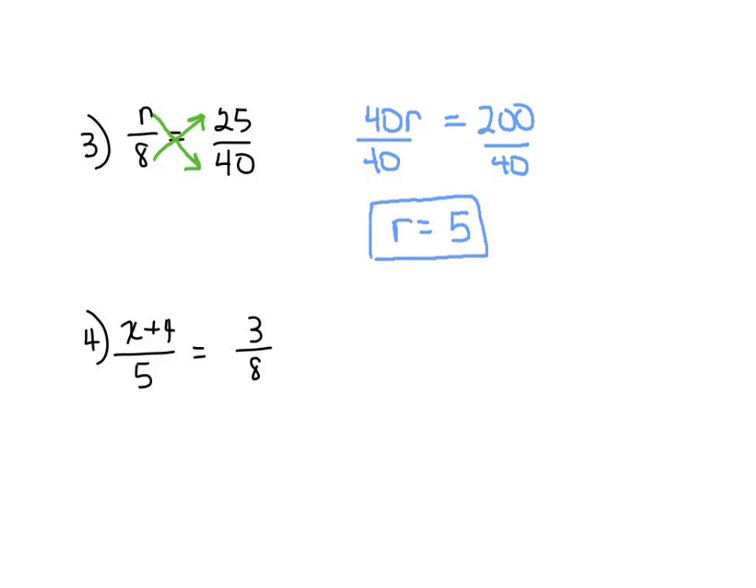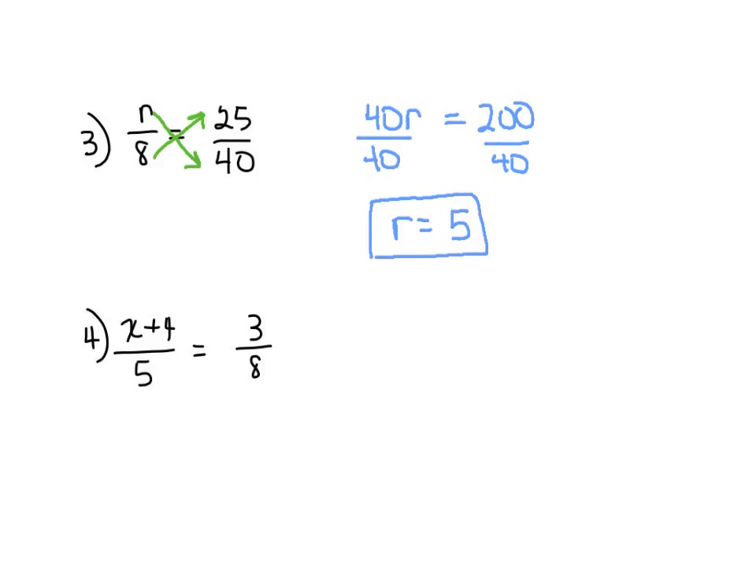So you can say that 5 is to 8 as 25 is to 40. Okay, let's try number 4. Again, we're going to write an equation using cross products. We're going to multiply the numerator of one times the denominator of the other, and the denominator of one times the numerator of the other. So let's write our equation.